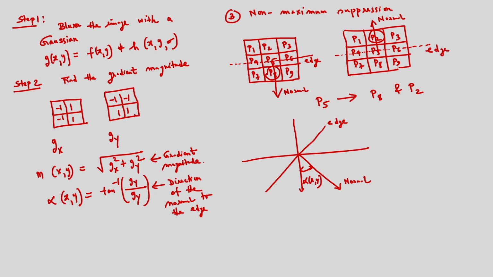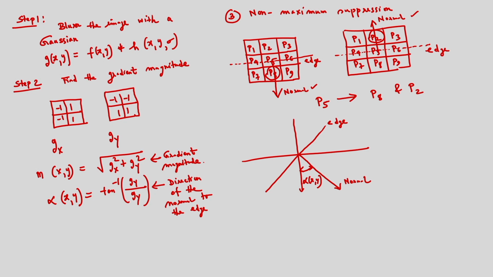So in a window I have to find the neighborhood pixels. You can see the edge passes through the points P4, P5, P6. Since I am considering the pixel P5, the center pixel, my neighborhood pixels will be P2 and P8. You can see the edge normal. I have shown the normal to the edge, two normals, and based on this I can select the neighborhood pixels. So corresponding to P5, I have two neighborhood pixels, P2 and P8.